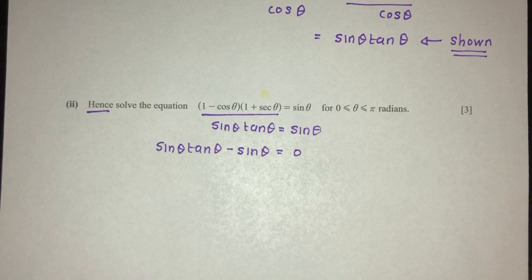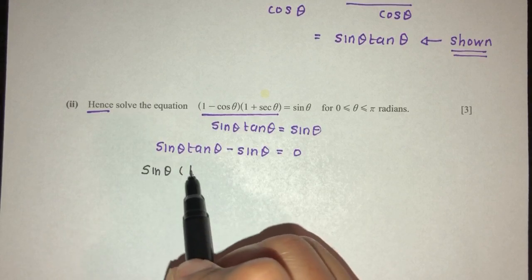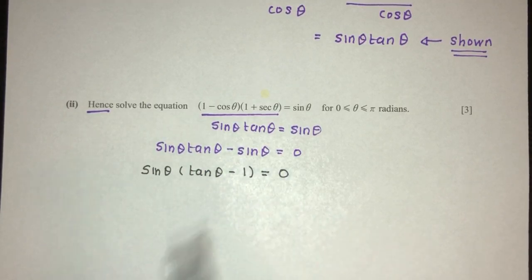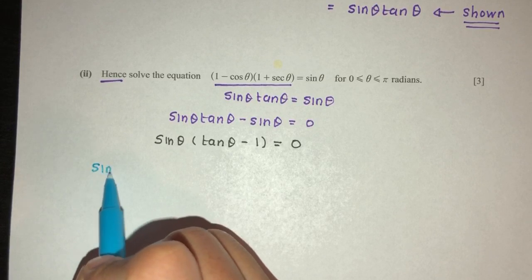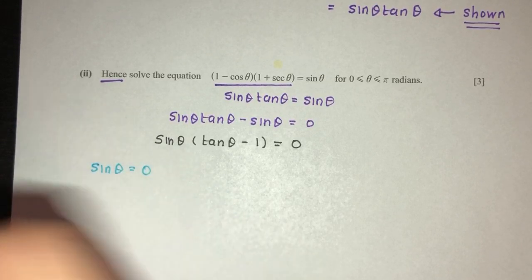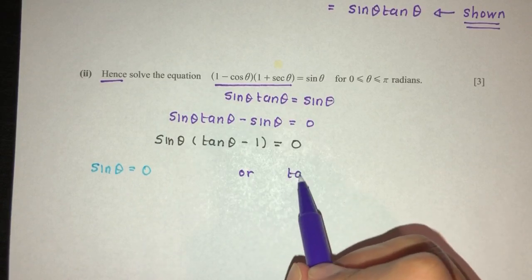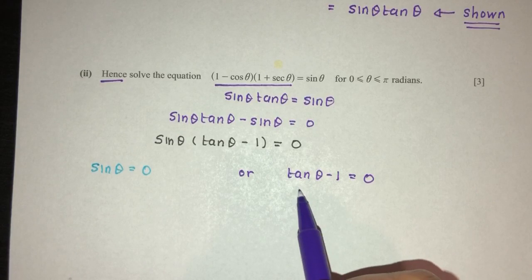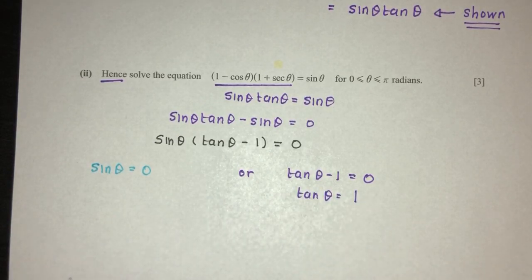Now next step is we factorize the sine out. That will be sine theta times (tan theta minus 1) equal to 0. Now we can solve to find the values. So we'll have sine theta equal to 0, or tan theta minus 1 is equal to 0. So make tan theta the subject of the formula, which is 1.